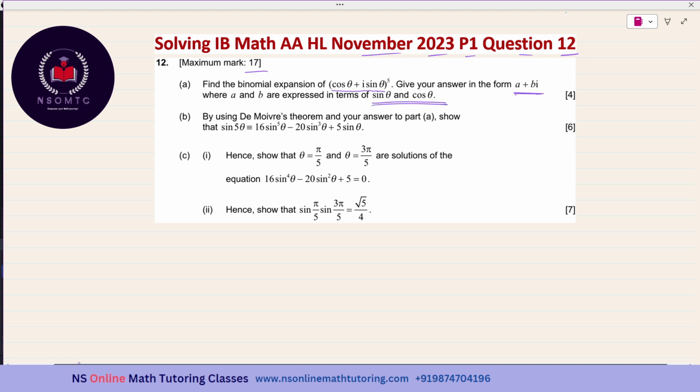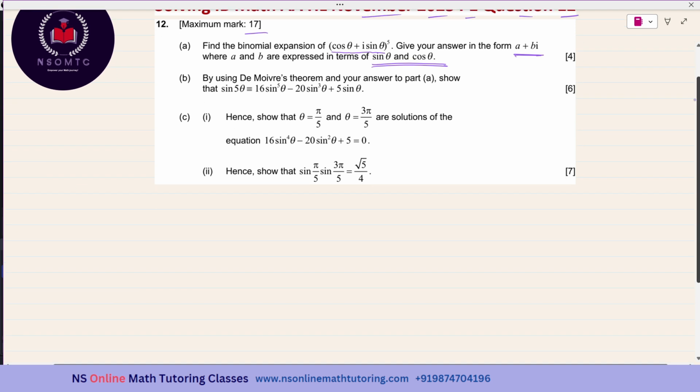Now, as soon as students read this, they know that (cos theta plus i sin theta) to the power of 5 has to be expanded using the binomial expansion theorem, and they can do that. But just after reading the next sentence, give your answer in the form a plus bi, they get confused. There's no point in getting confused. First of all, let us use the binomial expansion theorem to get the terms.